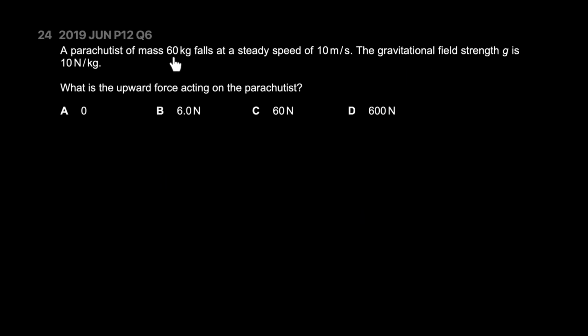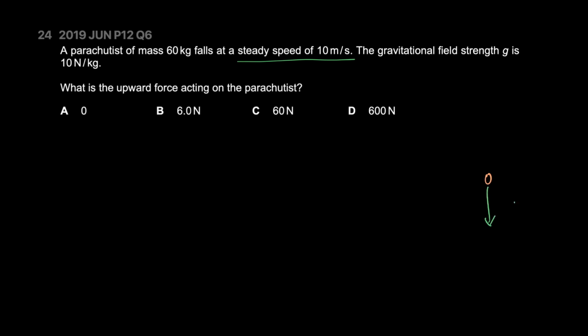A parachutist of mass 60 grams falls at a steady speed. Steady speed, right? That's important. The gravitational field strength is 10. What is the upward force acting on the parachutist? So it's interesting. Let's introduce our parachutist.